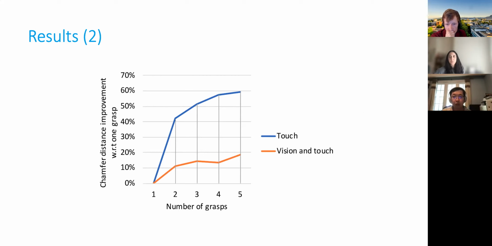We plot here the percentage improvement in chamfer distance with respect to using a single grasp. The blue line shows the improvement when only using tactile information, and the orange line represents the improvement when using both visual and tactile signals. What we observe is that by increasing the number of grasps that we provide, random grasps here, the reconstruction accuracy improves on both settings.